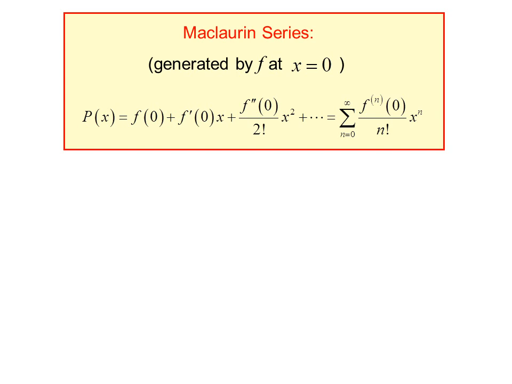The Maclaurin series, generated by f at x equals 0, is this series. P of x equals f of 0 plus f prime of 0 x plus f double prime of 0 over 2 factorial x squared, and so forth, or the summation from n equals 0 to infinity of the nth derivative at 0 over n factorial times x to the n.